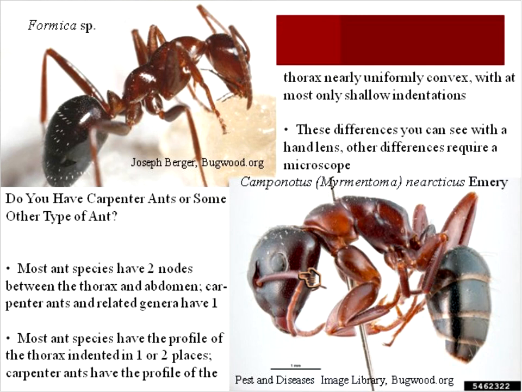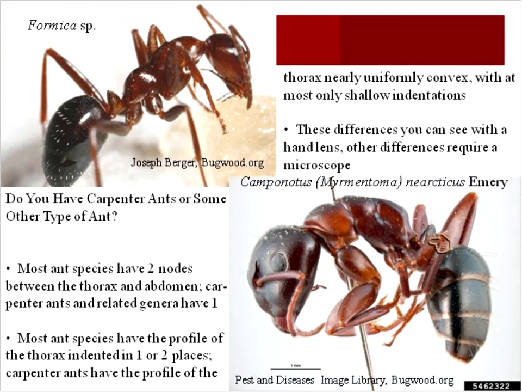So do you have carpenter ants or do you have some other kind of ant? Carpenter ants are among our larger ants, but they are frequently mistaken for some of our other familiar ants. For example, this ant here in the genus Formica looks a lot like carpenter ants, but there are two ways to distinguish most carpenter ants from all other kinds. Most other ant species have two nodes between the thorax and the abdomen. So here, Formica, it's got the one node, and Camponotus, just one node.